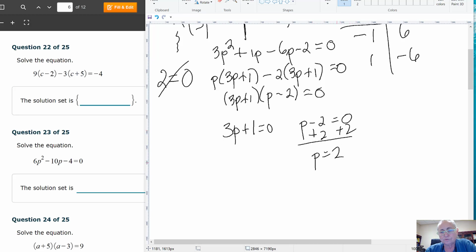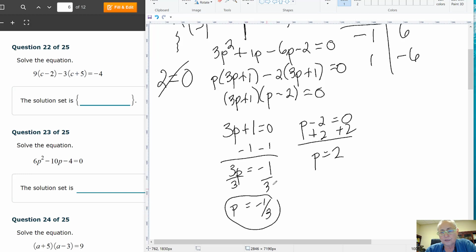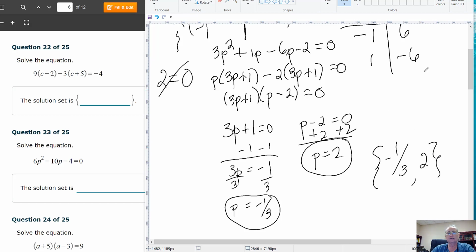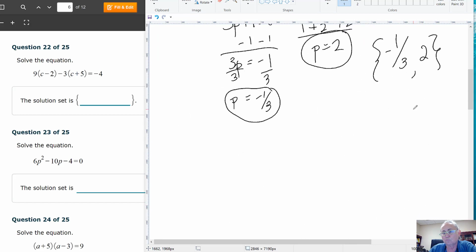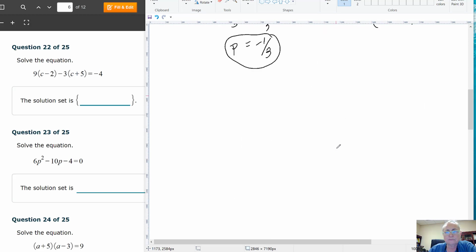That's one of my answers. Subtract 1. 3p is -1. Divide by 3. P is -1/3. -1/3 and 2, those are my answers. I'll put them in my solution set. And of course, it's never a bad idea to check at least one of these. Maybe check the 2 in the original to make sure that it works. That was number 23.